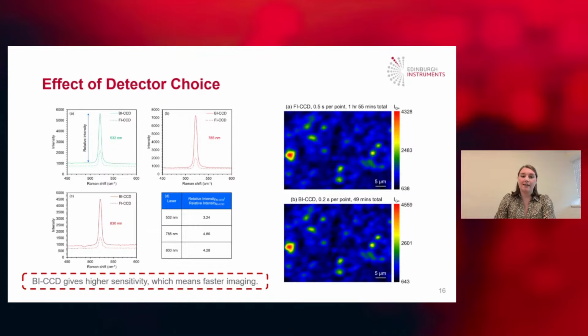So the maps on the right-hand side, the top one is your front illuminated CCD. It required a spectral acquisition of 0.5 seconds, which led to a total imaging time of just under 2 hours. Using a back illuminated CCD, the acquisition time could be reduced to 0.2 seconds to give a similar relative intensity, which led to the mapping time being reduced to almost 50 minutes, so almost half as much. So that shows how the back illuminated CCD gives high sensitivity, which leads to faster imaging.